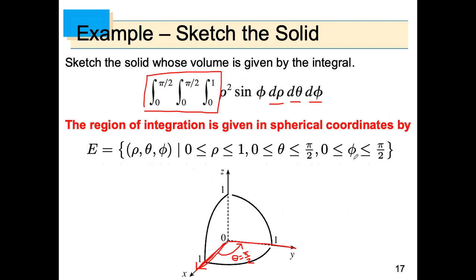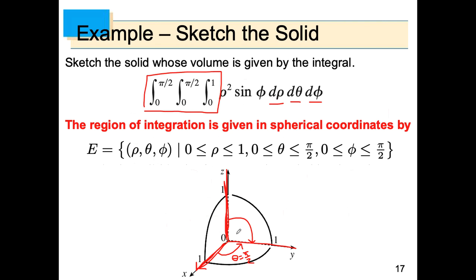Finally, our angle of phi is also from 0 to pi over 2. And don't forget, what is phi defined as? Phi is defined as the angle from the positive z-axis to the point itself. So again, notice that I start off with the positive z-axis here. This is phi equals 0, all the way down to an angle of pi over 2.